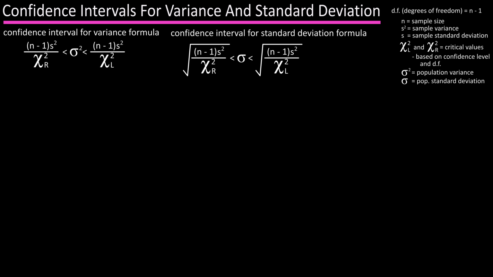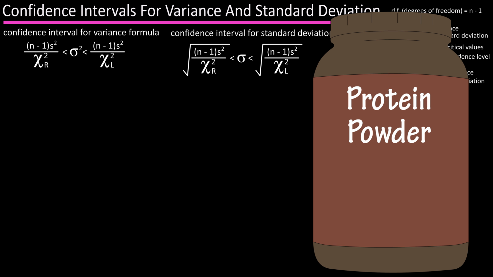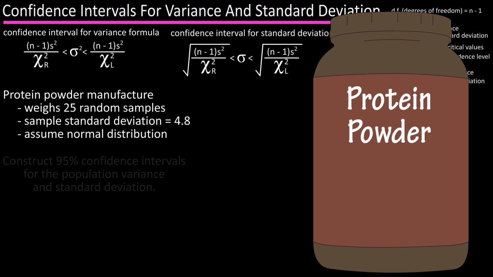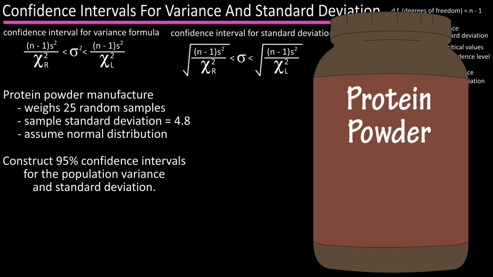Okay, example time. Let's say that a protein powder manufacturer randomly selects and weighs 25 samples of its top-selling product. The sample standard deviation is 4.8 grams. Assuming the weights are normally distributed, construct 95% confidence intervals for the population variance and standard deviation.